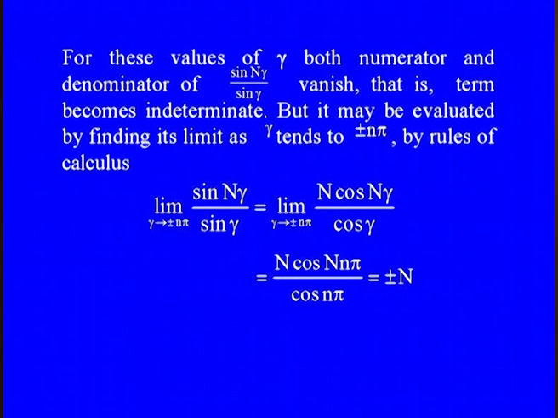For these values of gamma, both numerator and denominator of sin N gamma by sin gamma vanish, that is, the term becomes indeterminate, but it may be evaluated by finding its limit as gamma tends to plus minus n pi. So, by the method of calculus, we can find the limit as gamma tends to plus minus n pi of sin N gamma by sin gamma equal to plus minus capital N, where capital N is the number of slits.